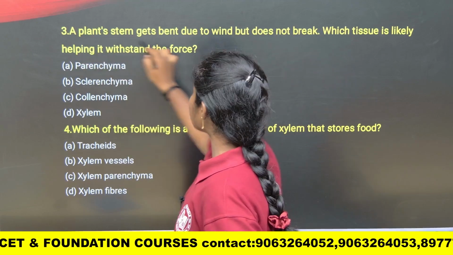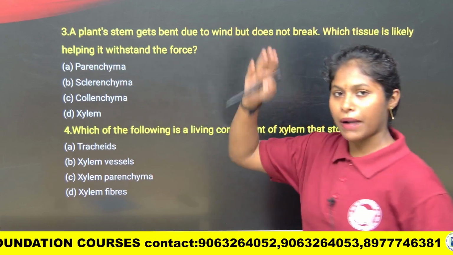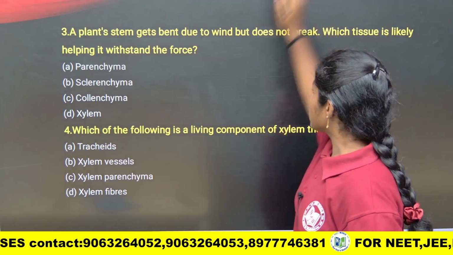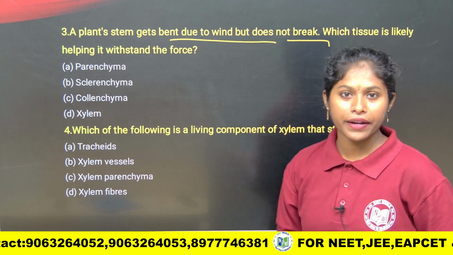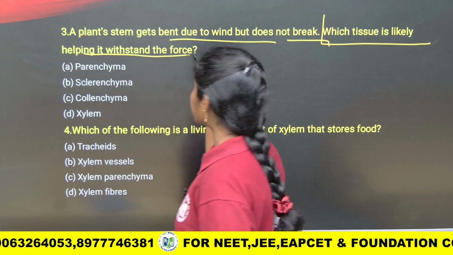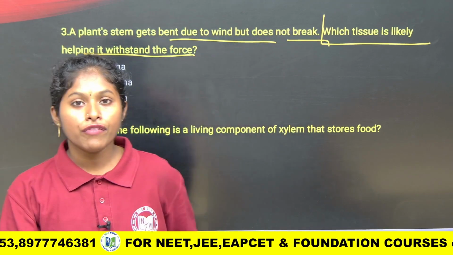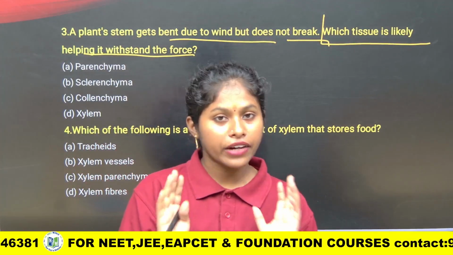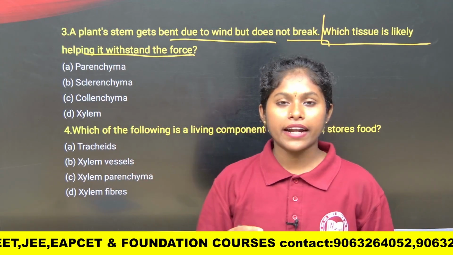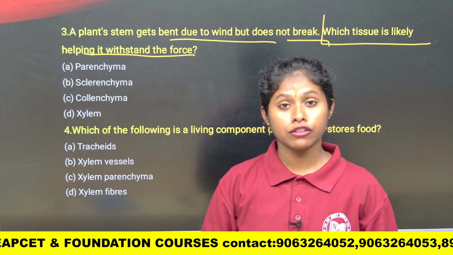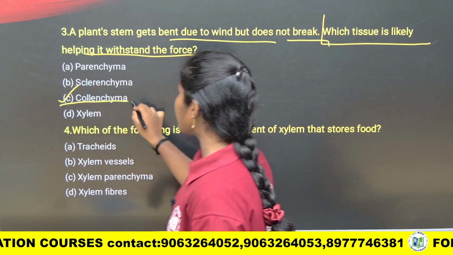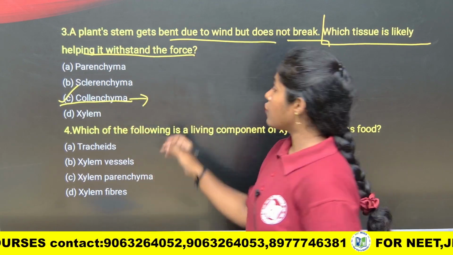So here a plant stem gets bent. They are saying the plant stem is bent due to wind, because heavy wind comes. Bending is happening but it does not break. Which tissue is helping to withstand that force? In that force, which tissue is helping make it flexible, and it is not falling, it will not break from the plant? We know that the answer is collenchyma, because collenchyma is the tissue which helps in flexibility.